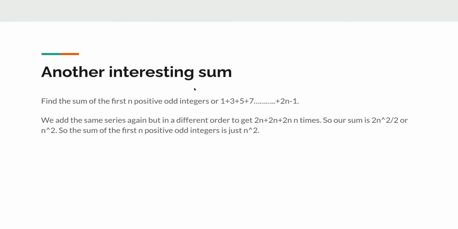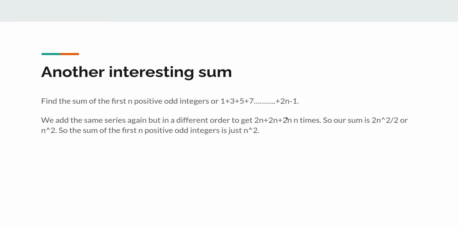Okay, here's another interesting sum. Find the sum of the first n positive odd integers. You can write it as 1 plus 3 plus 5 plus 7 all the way to plus 2n minus 1, right? If you reverse the sum, it's going to be 2n minus 1 plus 2n minus 3 plus 2n minus 5 all the way to plus 1.